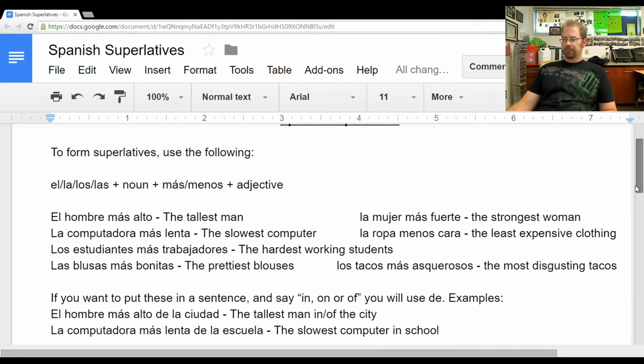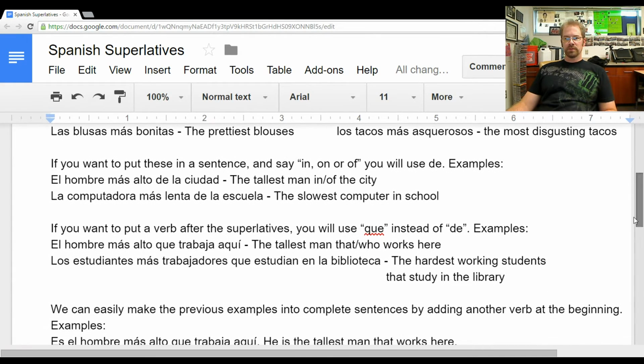Let's keep going down. If you want to put these into a sentence or a phrase and say in, on, or of, you could use the preposition de. For example, el hombre más alto de la ciudad would be the tallest man in the city or of the city. La computadora más lenta de la escuela, the slowest computer at school or in school.